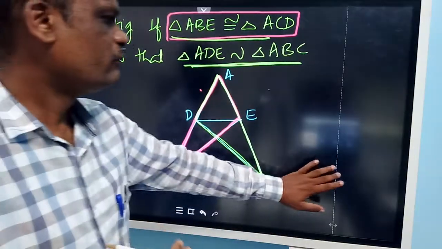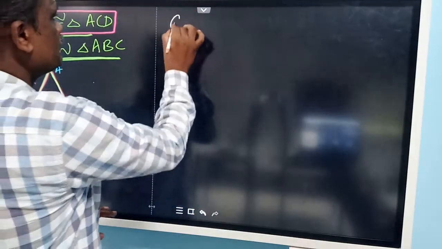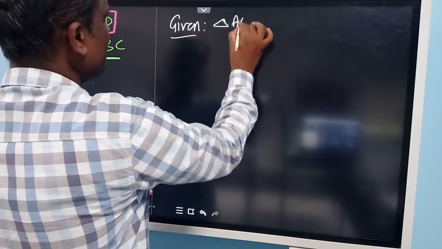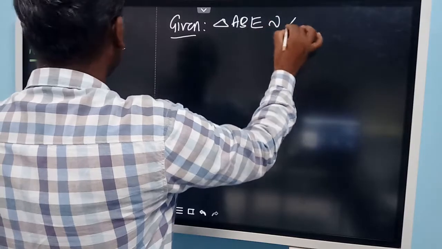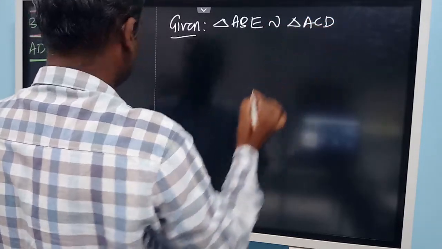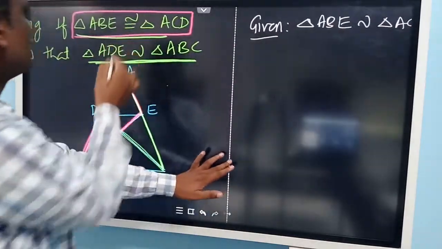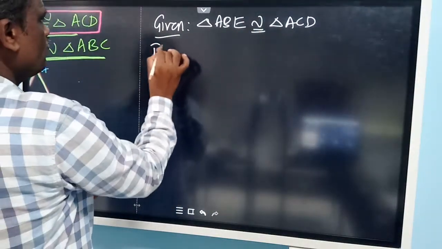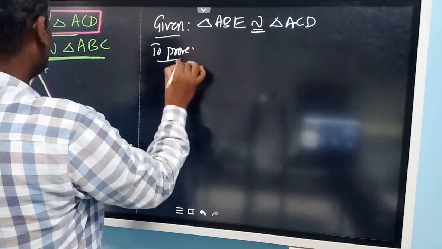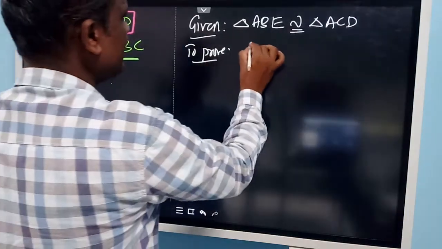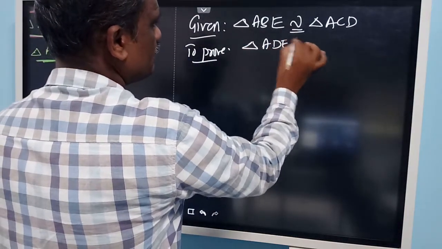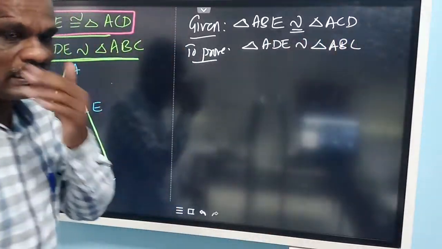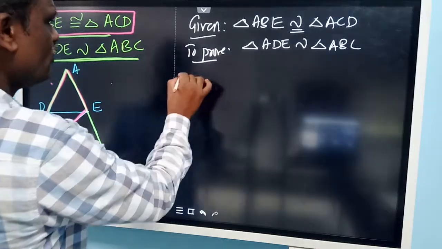So now, what is given? Let us write. Given: triangle ABE is congruent to triangle ACD. To prove, we need to prove that triangle ADE is similar to triangle ABC. We have to show that at least two pairs of angles are equal. So, proof.